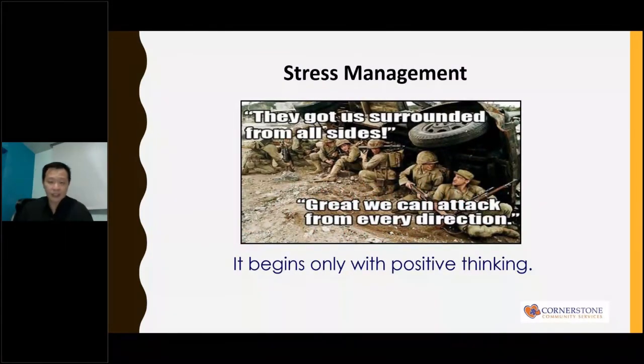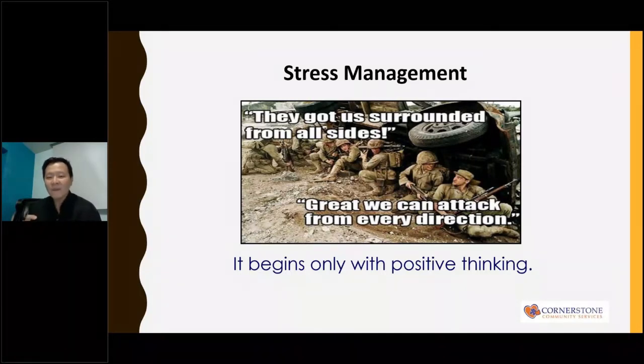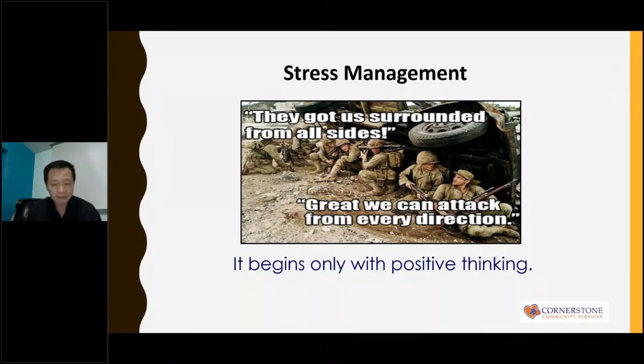All right. Next slide talks about stress management begins with positive thinking. If you look at a picture of a group of soldiers, and one said, oh, they got us surrounded from all sides. All right, die, no good, terrible. And one of the soldiers actually said, great, we can attack them from every direction now. Can you see how people assign a meaning to a situation?